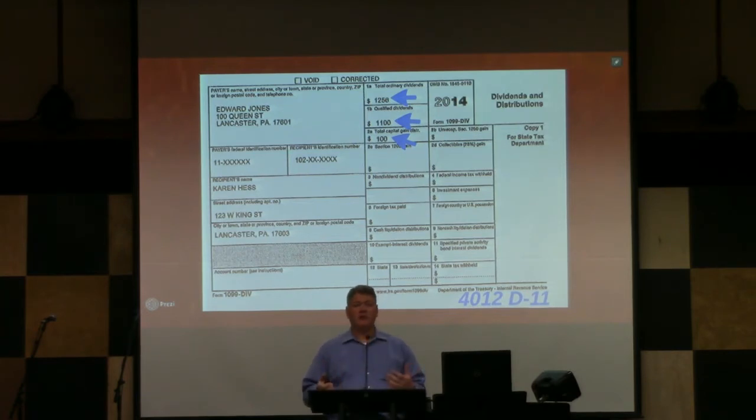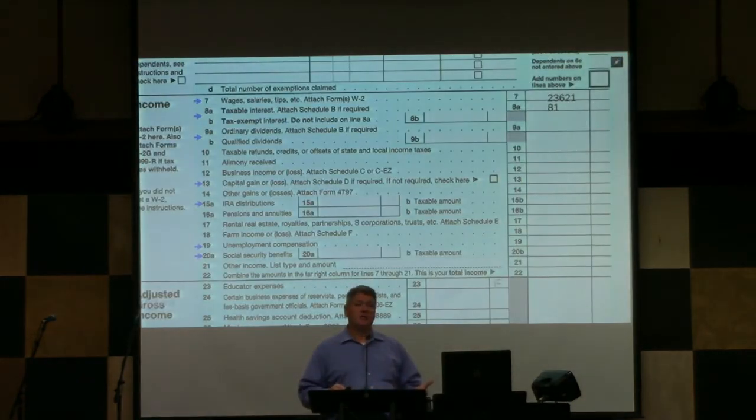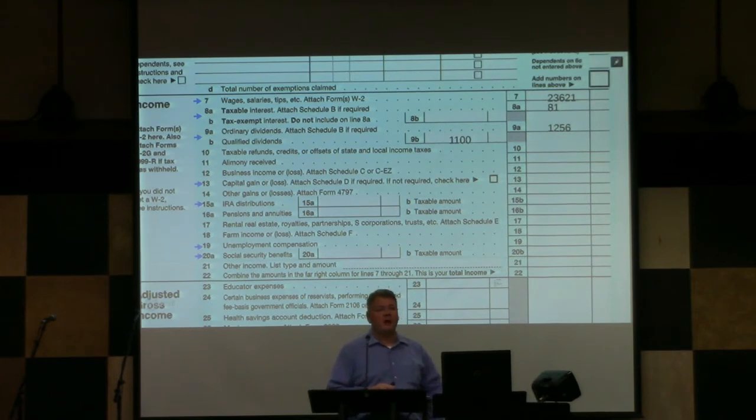So we enter the information as we see it, and if you have any questions about what these look like, they're going to be on your Form 4012, D11, with a little bit more explanation for those. But when we take a look at our 1040, we're going to see these numbers populate. We're going to see 1256 show up on line 9A. We're going to see that $1,100 of qualified dividends show up on line 9B. And we're going to see the $100 show up on line 13.